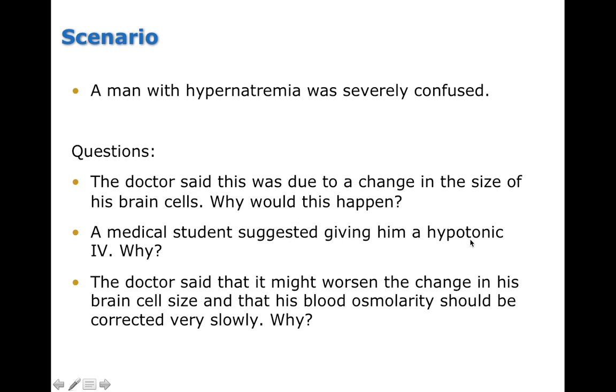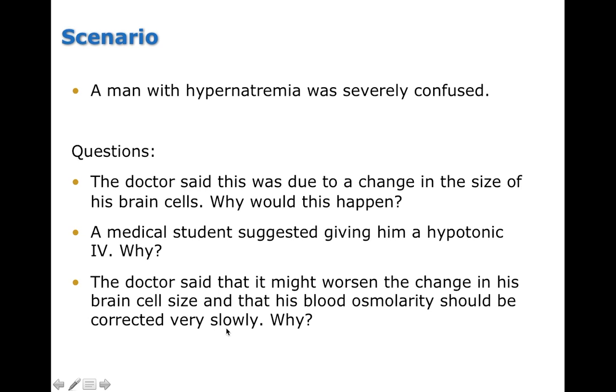And then a medical student suggested giving him a hypotonic IV. So why don't you just reverse the problem and give them a hypotonic IV? The rationale here would be, well, if you can dilute the sodium that's already in their blood with a hypotonic solution, that could help reverse the issue. And the doctor said this might worsen the change in his brain size, so his blood osmolarity should be corrected very slowly. The question here says, why is that? Well, if you give someone a hypotonic IV, not only are you diluting out the sodium a little bit, but you're also increasing their blood pressure. And by increasing their blood pressure by basically delivering more fluid, that can actually force water into the tissue even more quickly, and that can cause swelling within the brain, which you want to avoid already because there's already trauma to the brain itself.